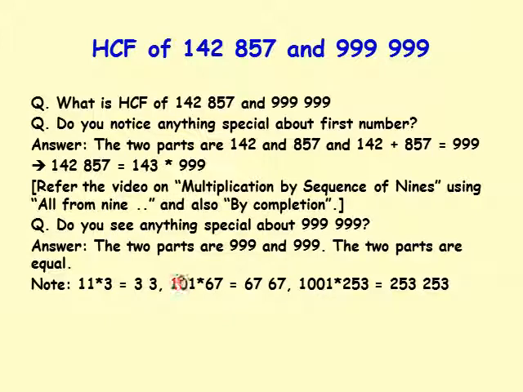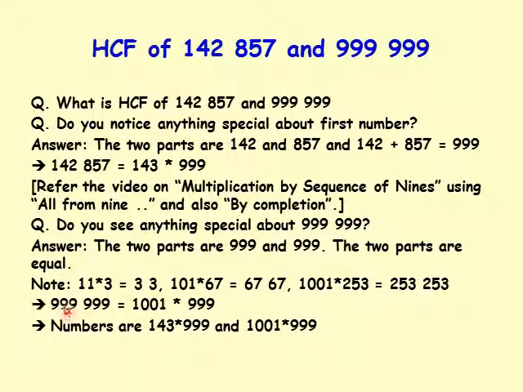101 times 67 is 67 67. The two parts of the number are equal: 67 is the first part and 67 is the second part. We're going to try 1001 times 253, and the two parts are 253 and 253, and they are both equal, just like these two numbers. Does that tell you anything about one of the factors of this number? 999 999.